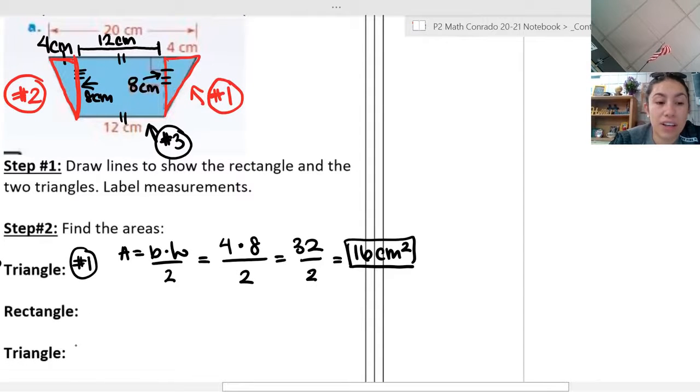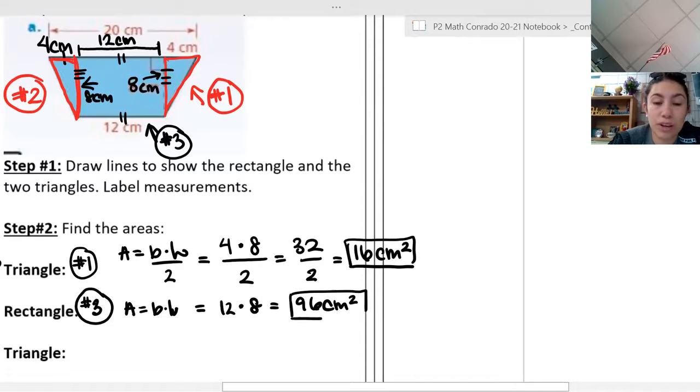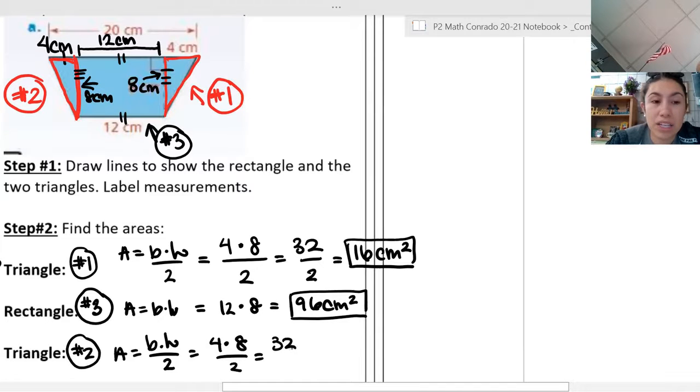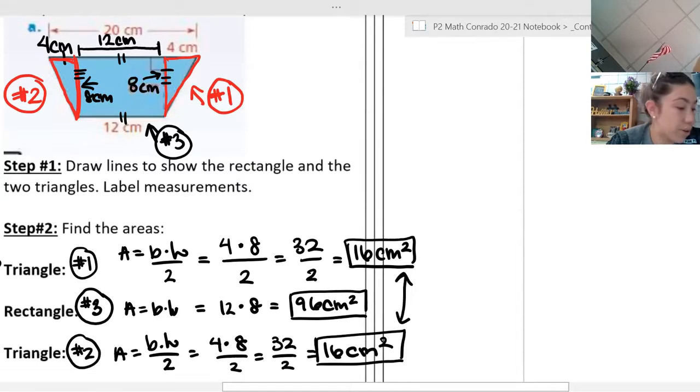Let's find the area of the rectangle. The area of the rectangle formula is just base times height. Base is 12 centimeters and the height is 8 centimeters. 12 times 8 is 96 centimeters squared. And then don't forget that we have one more triangle. So Ms. Flemington is showing you the formula again, but because both triangles are identical, we should get the same area as the first triangle that we solved for.